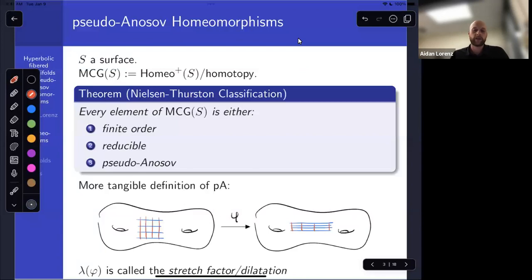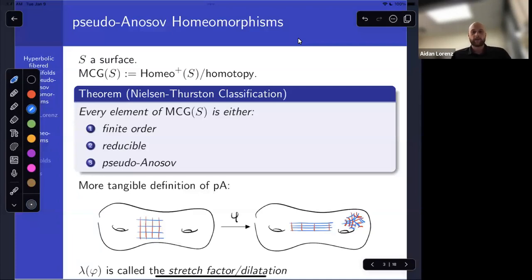The factor by which your pseudo-Anosov stretches or compresses is just called the stretch factor, or sometimes the dilatation. By the way, one thing I should mention is that these foliations necessarily have singularities. So there are points that look kind of like this in your foliations. It's impossible to foliate a hyperbolic two-manifold without singularities like this. That's not super important for us right now, but it'll come up a little bit later.